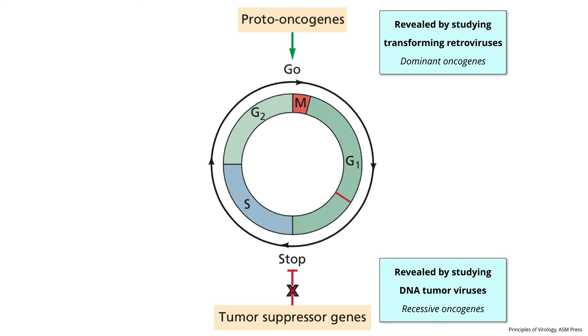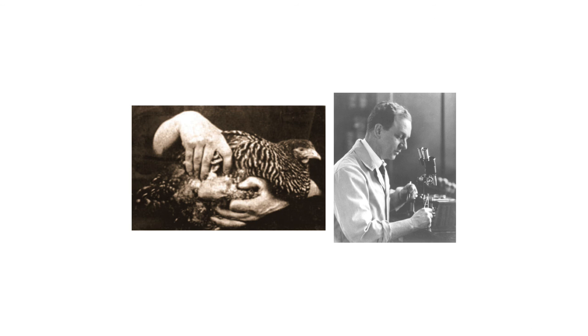They work in different ways. A dominant oncogene, you add it and it transforms the cell. A recessive oncogene, you take it away and it transforms the cell. This whole thing, our whole understanding, it all started with viruses. And in fact, it all started with a chicken tumor virus.